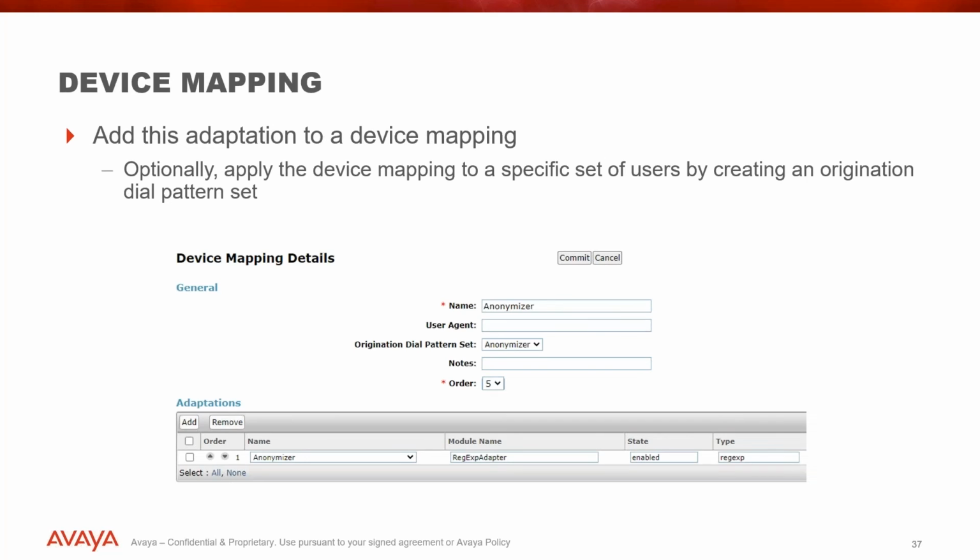Okay, continuing with this device mapping. So we add this adaptation to a device mapping called anonymizer. We're going to specify an anonymizer origination dial pattern set to limit this feature to just a certain collection of users. Just one adaptation, that's the anonymizer adaptation.